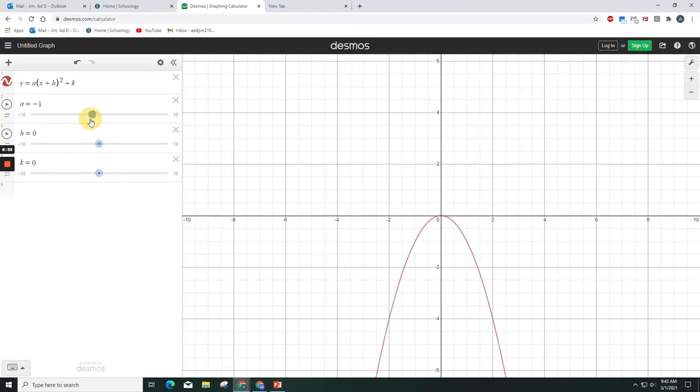Our a value when it's -1 is basically our parent function just flipped over the x-axis. But now when we go less than -1, like -2, -3, and so on, our graph gets more and more narrow. And when we're between -1 and 0 again, it starts to widen out, all the way to when we hit 0, where it just flattens out.